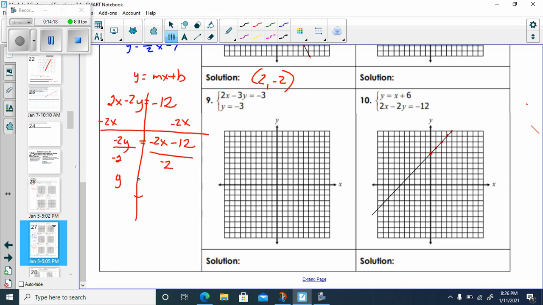That gives us y is equal to -2 divided by -2 is just 1. So it's 1x. -12 divided by -2 is 6. Okay. Y is equal to x plus 6. So we start at 6. 1, 2, 3, 4, 5, 6. And then our slope is 1, up 1 over 1, up 1 over 1. Okay? Let's plot. Oh, I'm in the wrong one. Y is equal to x plus 6 is right here.